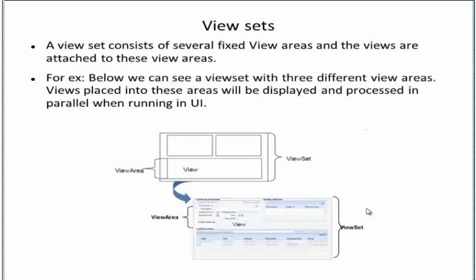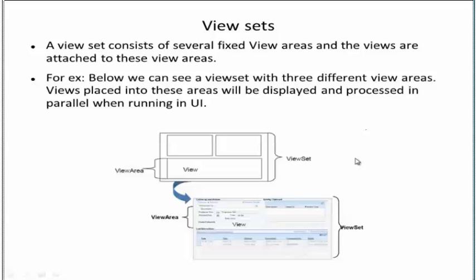So moving forward, here we are seeing a diagram of a view set wherein you can see that we have two views on the top and a single view on the bottom. So here you see the actual image of how it is displayed. There is a view over here, there is a second view over here, and a third view which spans over the first and second column.